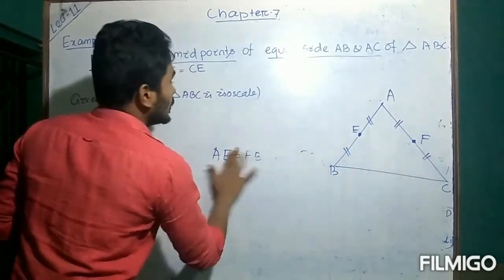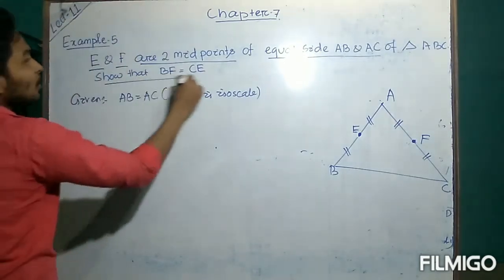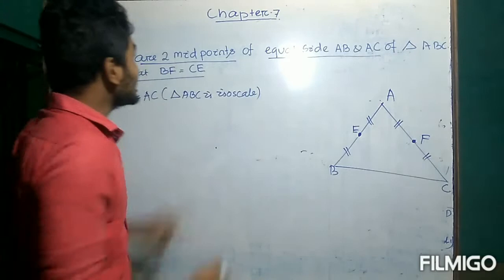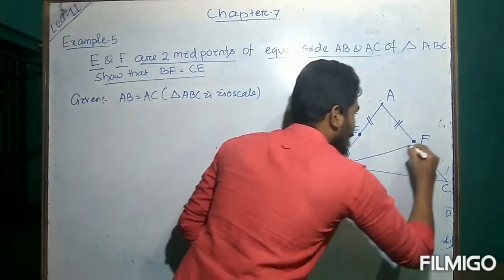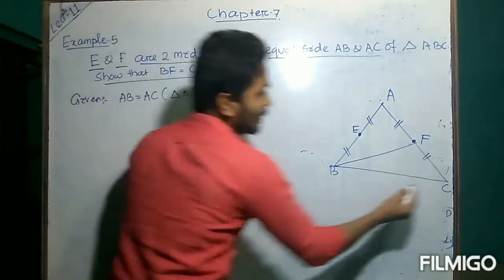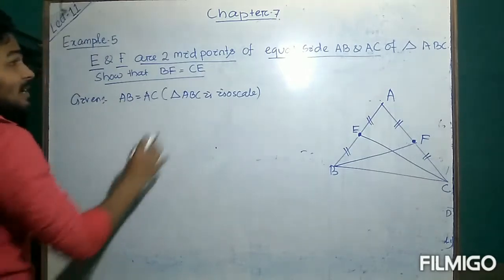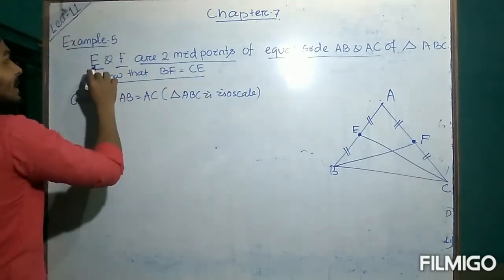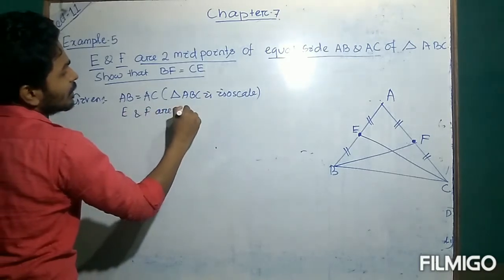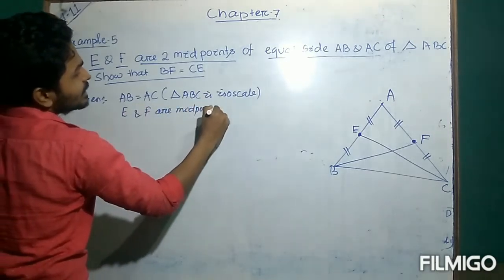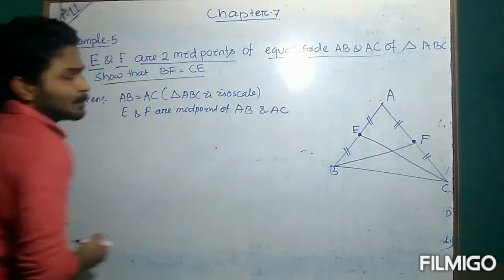Next, what do we have to prove? We have to prove that BF is equal to CE. BF, so join B and F. And CE, join C and E. Okay, so first write what is given. It is given that E and F are the midpoints of AB and AC.